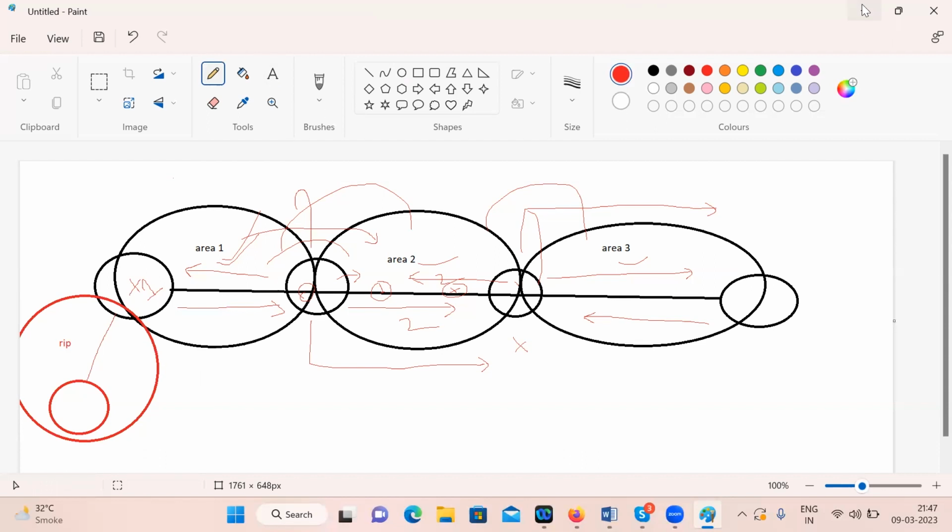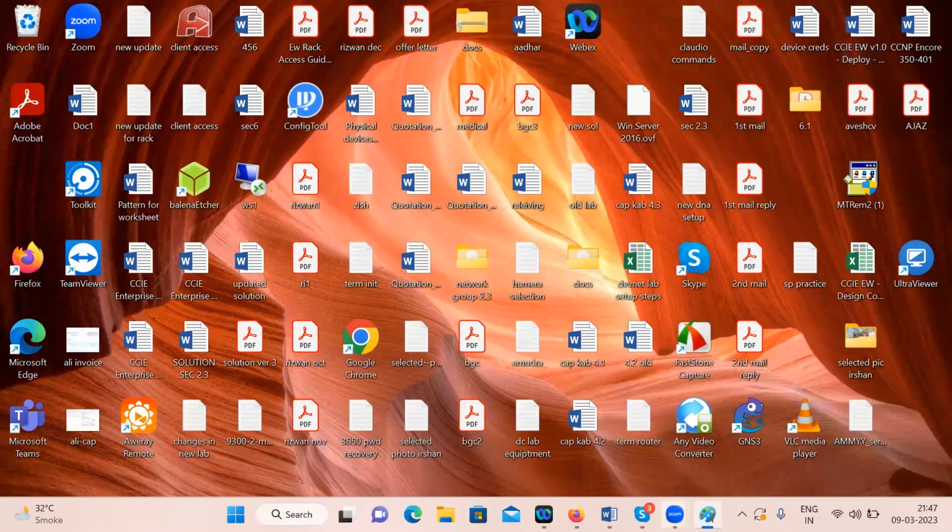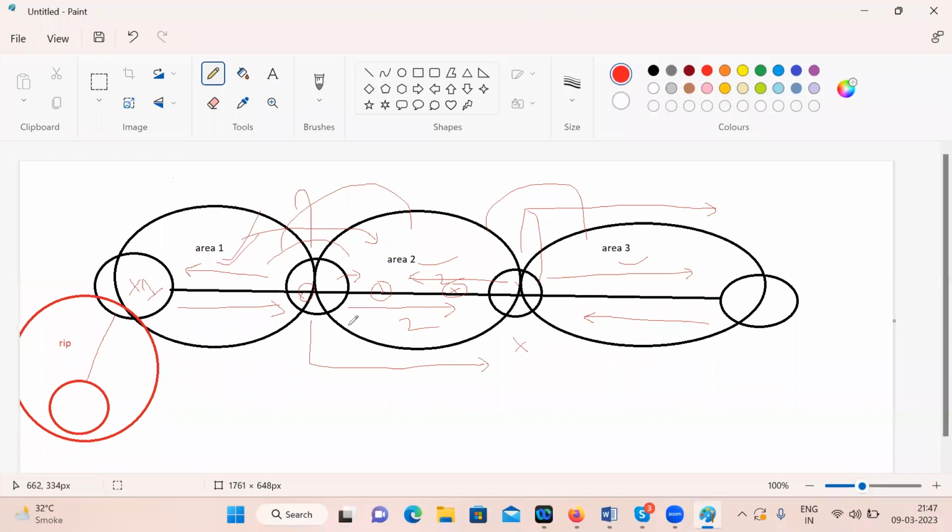Type 4 LSA, which is known as the ASBR summary LSA, is not generated by the ASBR. It is generated by the ABR, the area border router of the area where the ASBR is connected. This is the condition.